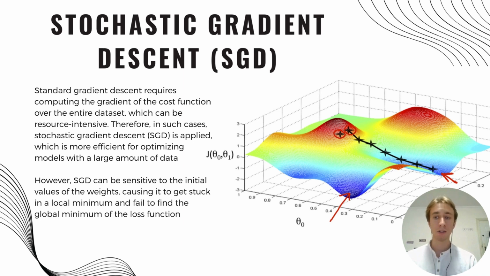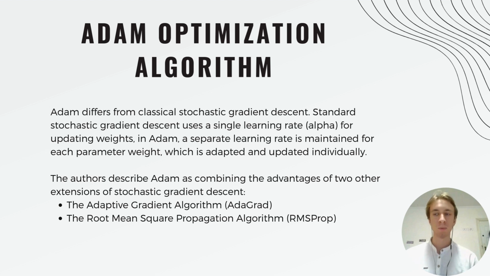However, SGD can be sensitive to the initial values of the weights, causing it to get stuck in a local minimum and fail to find the global minimum of the loss function. That's where ADAM comes in handy.